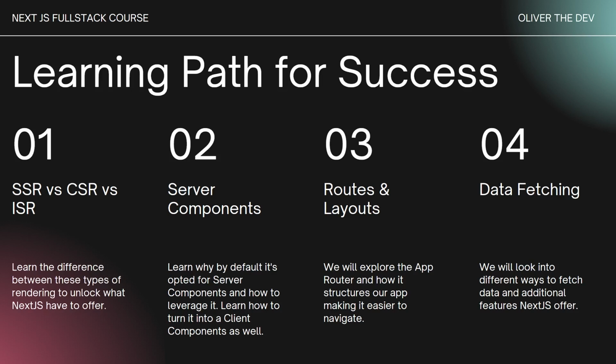Number 4 is going to be some data fetching. Now this is where things get really interesting because Next.js recently released something called server action. It's in alpha mode right now, so they're currently working on it. They still haven't released it in beta yet.